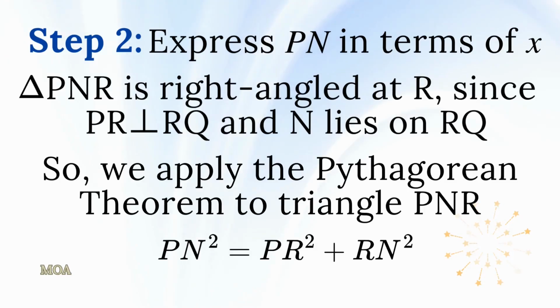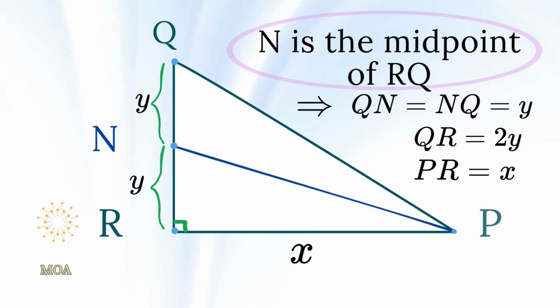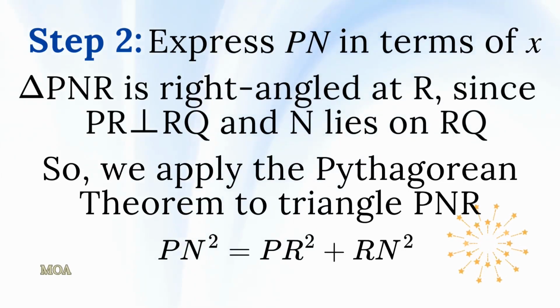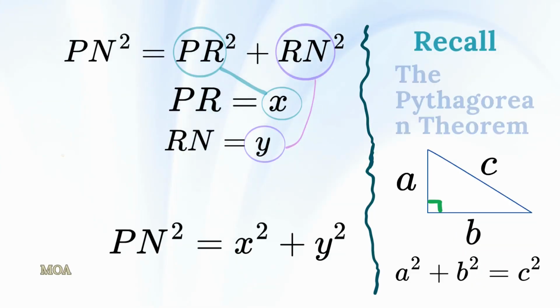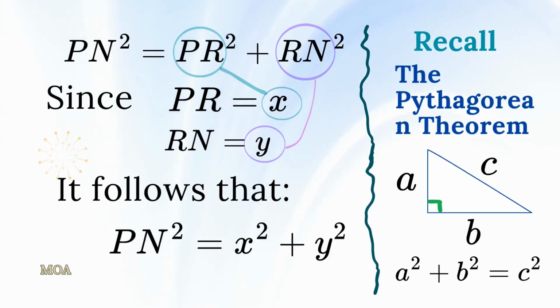In this second step, we express the distance PN using the Pythagorean theorem. Now, let us look at triangle PNR. It is also right-angled at R, since PR and RQ are perpendicular, and point N lies on RQ. Therefore, we apply the Pythagorean theorem to triangle PNR, which is right-angled at R. We obtain PN squared equals RN squared plus RP squared, which is equal to x squared plus y squared.